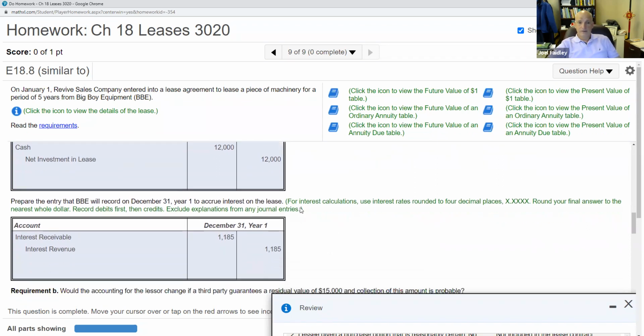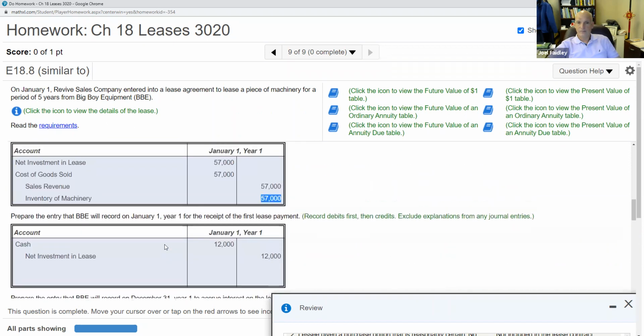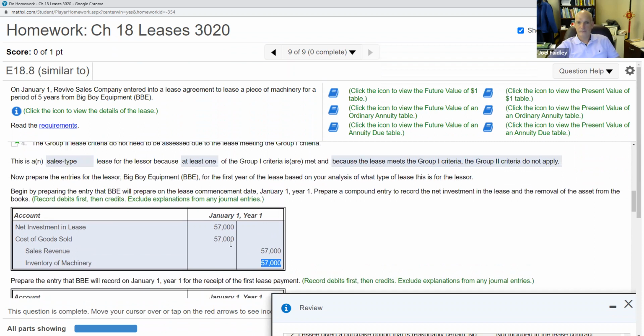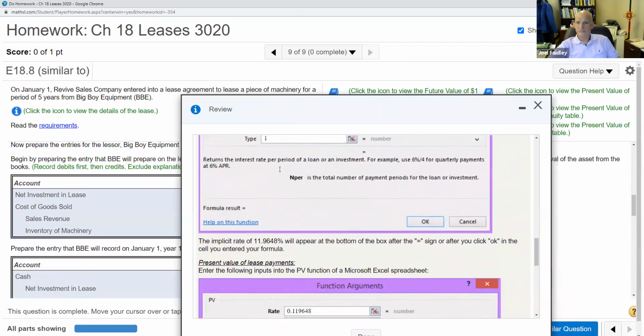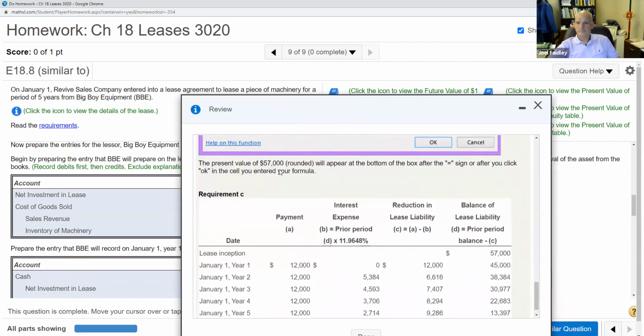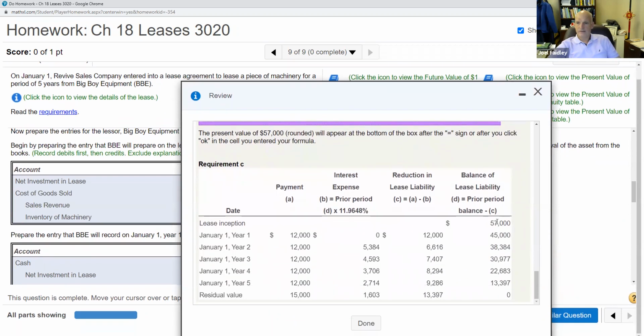All right, so then after we get through the end of the first year, we're going to have interest receivable and interest revenue, aren't we? Well, what is that going to be? It's going to be 57,000 less the 12,000. What is that? 45,000 times the implicit rate. Yes. See if that's on here. Yeah, there's my 57,000. There's my first payment, which we saw that journal entry, correct?